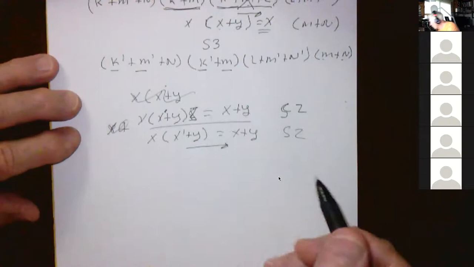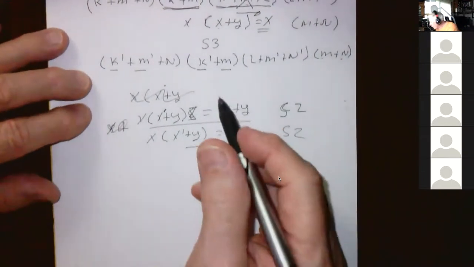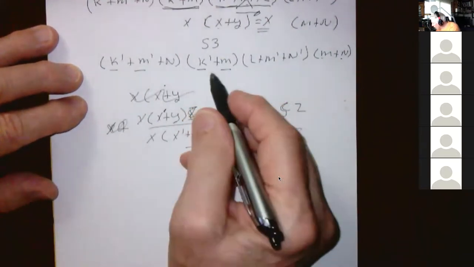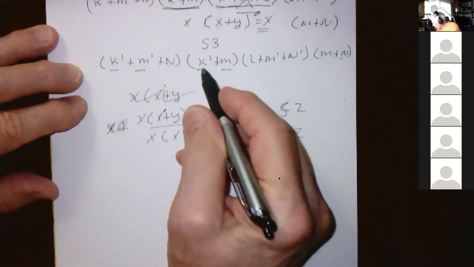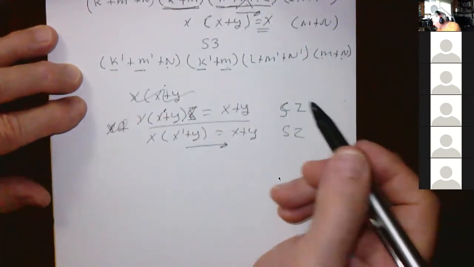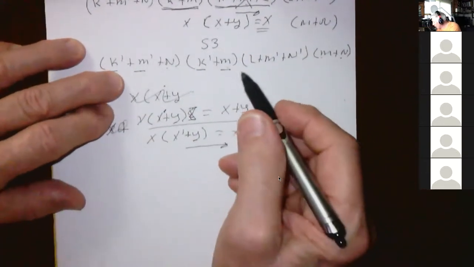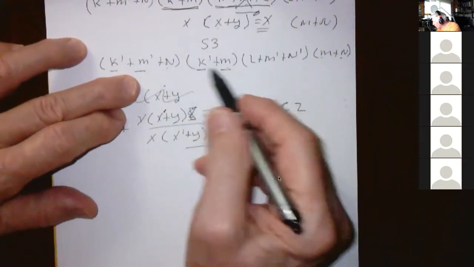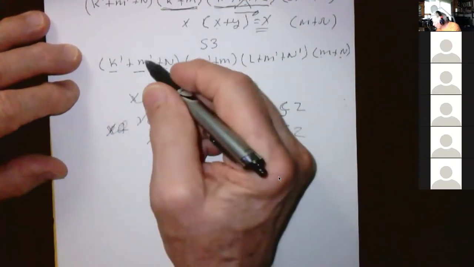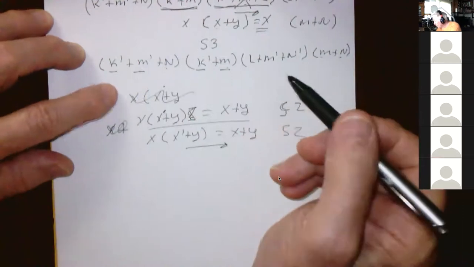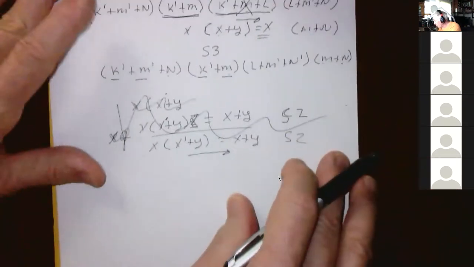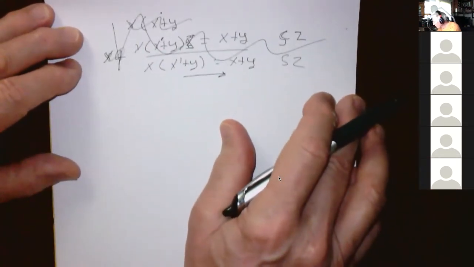Okay? So this one takes a little bit of seeing, but here we have the K prime plus M, K prime plus M prime plus N. And so you can get rid of the M prime. But you know what? I think I'm just going to leave it for now because that's just going to be more confusing than anything. Professor, isn't it equal to X, Y, and not X plus Y?